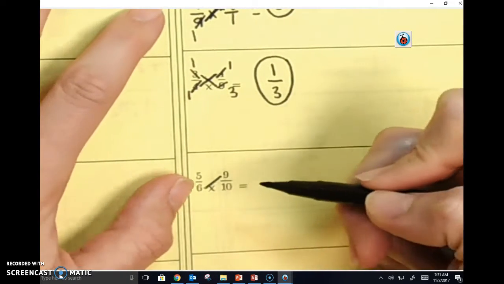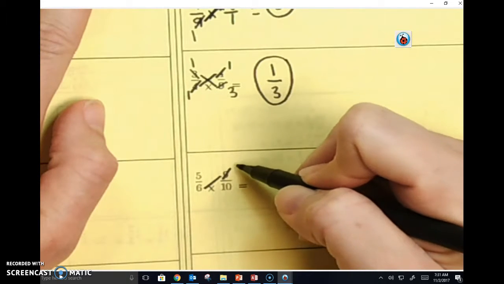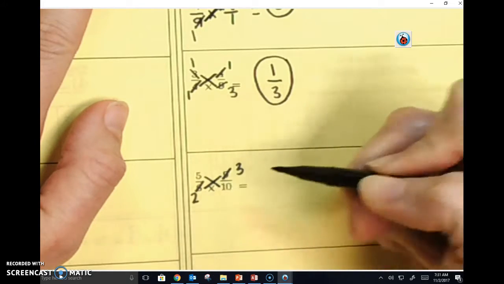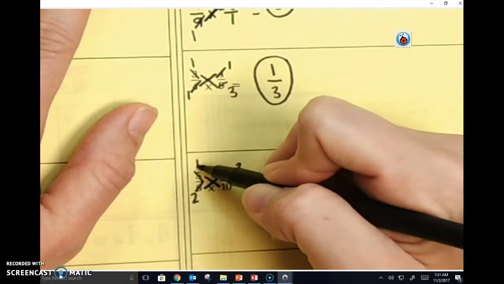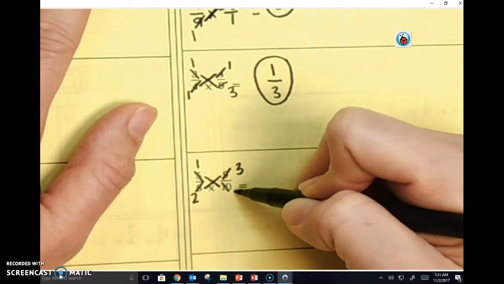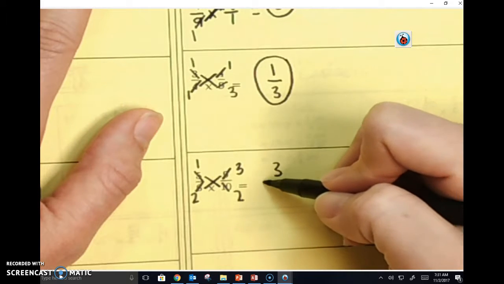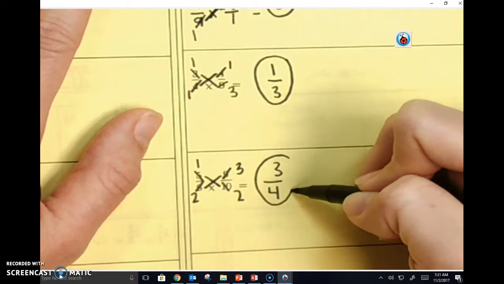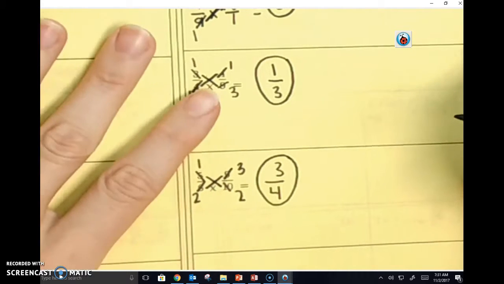We look across. We have 6 and 9. 3 goes into both of those numbers. 9 divided by 3 is 3, and 6 divided by 3 is 2. Let's look at the 5 and the 10 now. 5 goes into both of those numbers, so 5 divided by 5 is 1, and 10 divided by 5 is 2. So we have 1 times 3, so we get 3 as our numerator, and then 2 times 2 is 4. At any time, if you don't see the numbers you can cross-cancel, you can just multiply like normal and then simplify at the end.